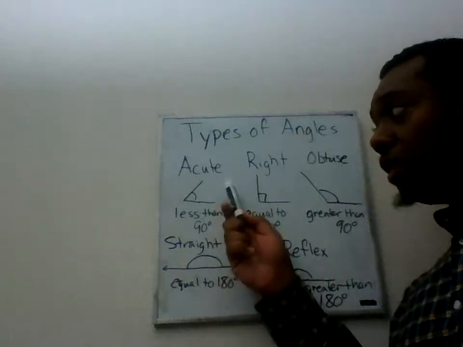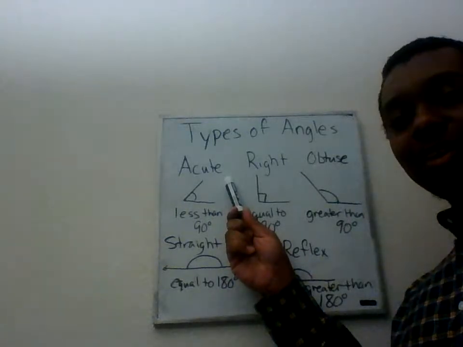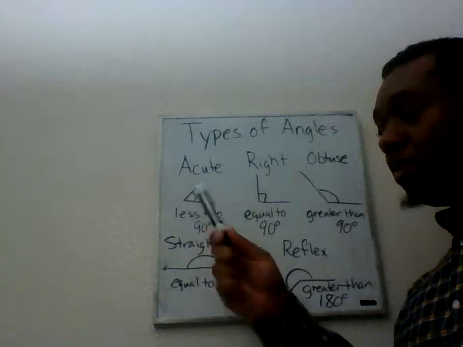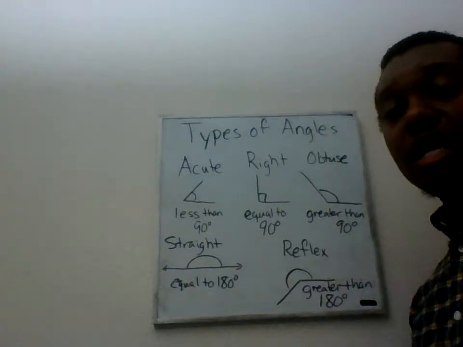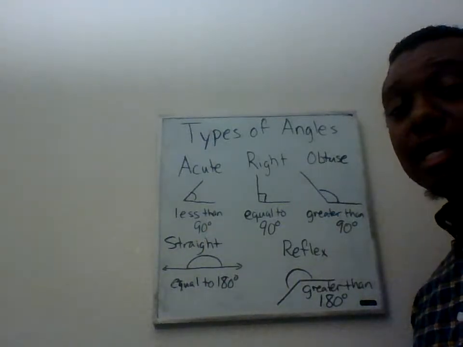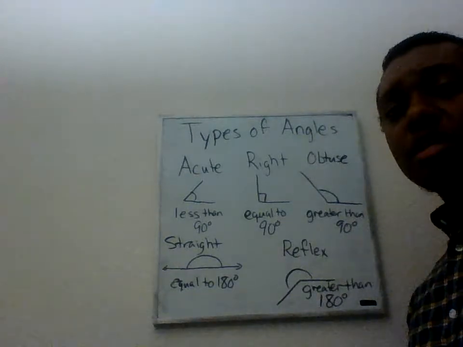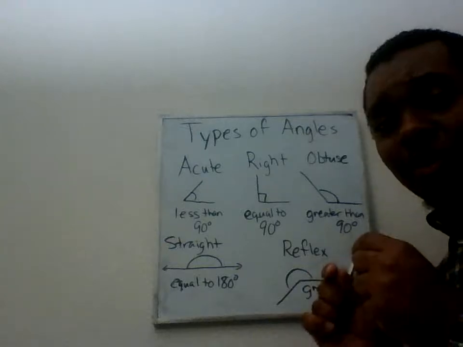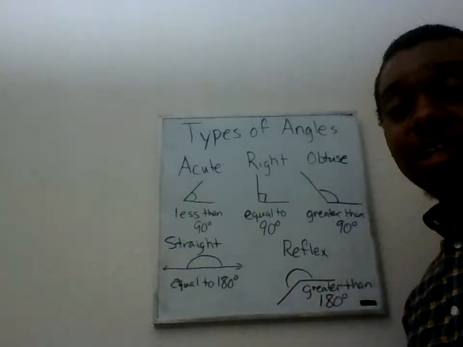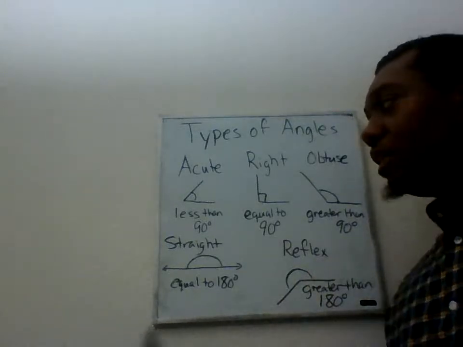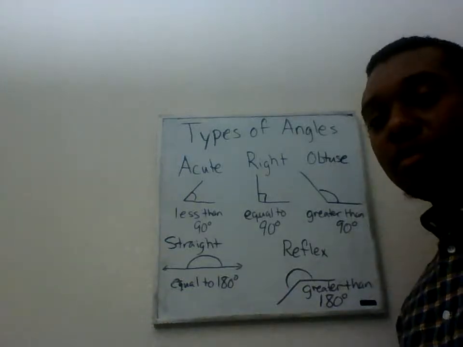So, an acute angle is an angle in which the measurement is less than 90 degrees. Acute is less than 90. A lot of times people think of acute because it's like, oh, it's a cute little angle because it's small. It's smaller than 90 degrees, or less than 90 degrees. And so it's called acute.